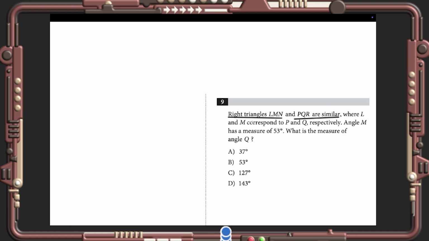So here we have right triangles LMN and PQR that are similar, where L and M correspond to P and Q respectively. Angle M has a measure of 53 degrees. What is the measure of angle Q? So here we have a triangle problem. I'm going to draw two triangles to help you visualize this problem and label it as well.